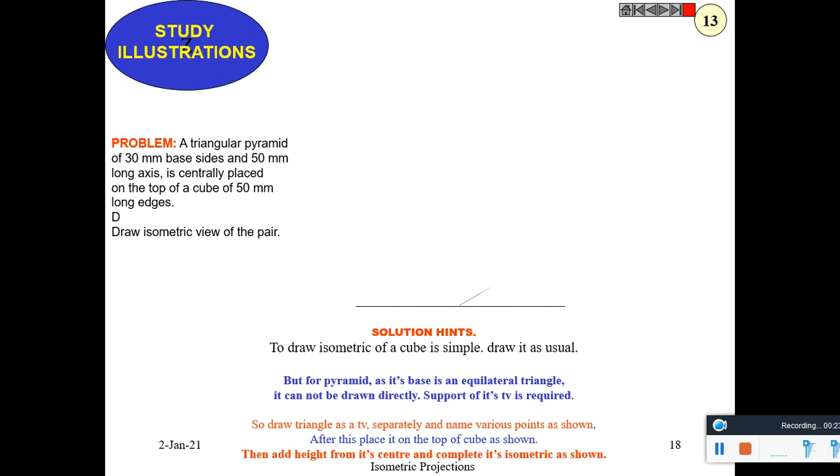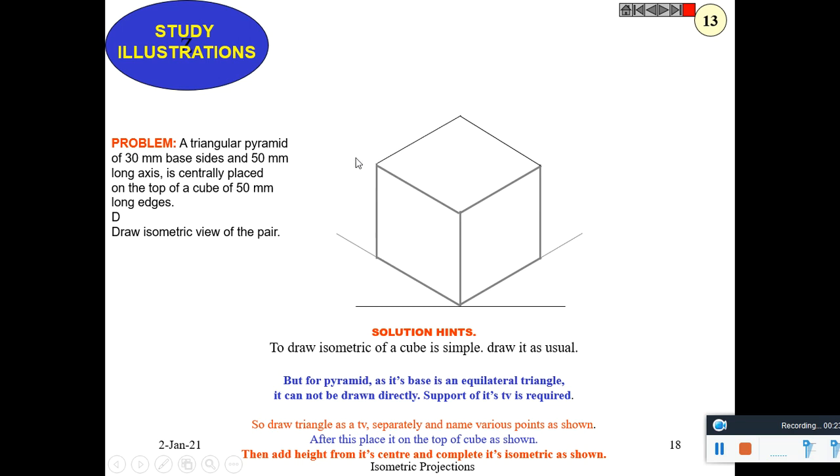A triangular pyramid of 30 millimeter base sides and 50 millimeter long axis is centrally placed on the top of a cube of 50 millimeter long edges. Draw the isometric view of the pair. So first of all, the cube is drawn with the 50 millimeter sides. For the triangular pyramid of 30 millimeter base side, a triangle of 30 millimeter side is drawn first. Its points are marked, its center is marked.